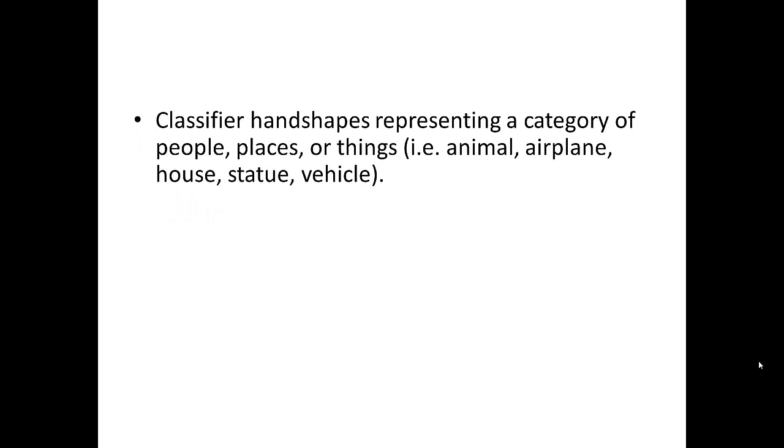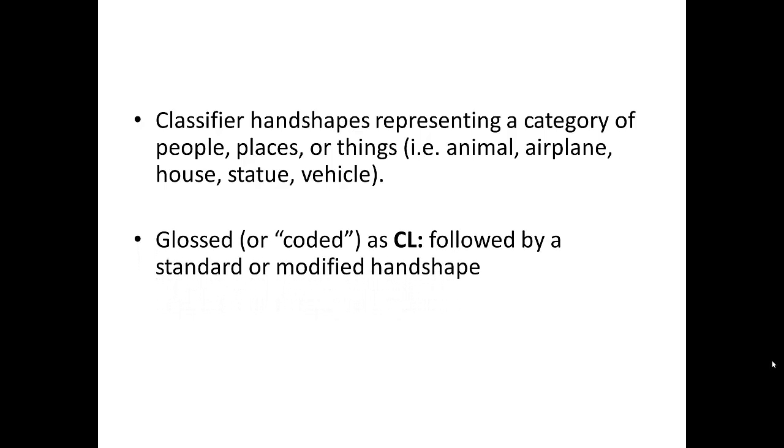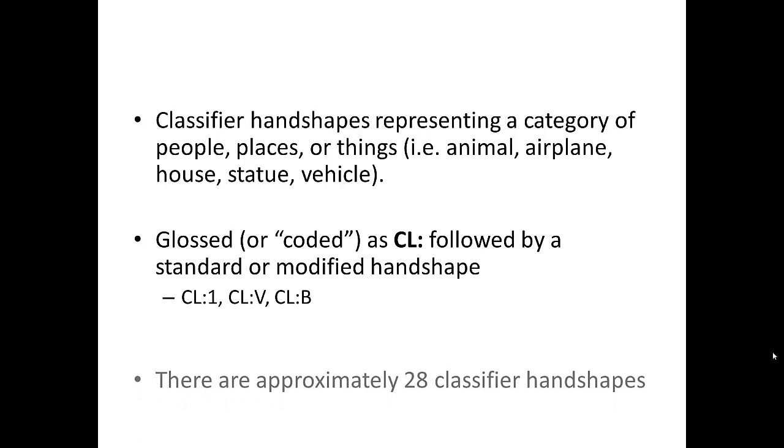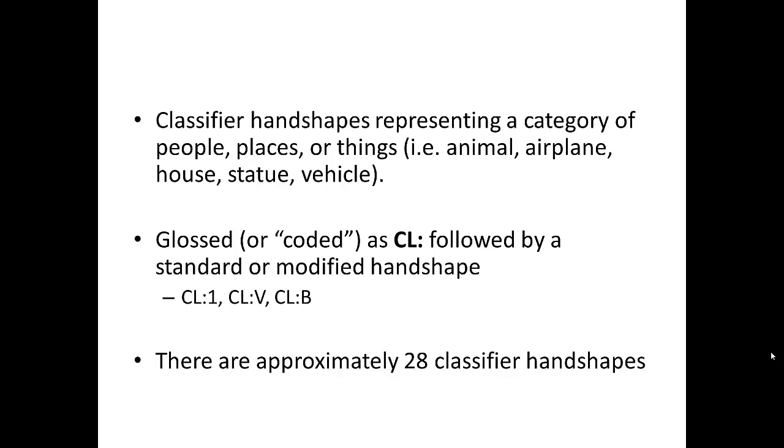So classifier hand shapes represent a category of persons, places, or things. Classifiers are glossed or coded if you write it out as a CL, and then that's followed by what the hand shape is. For example, classifier 1, classifier V, classifier B. And there are approximately 28 hand shapes that are used as classifiers.